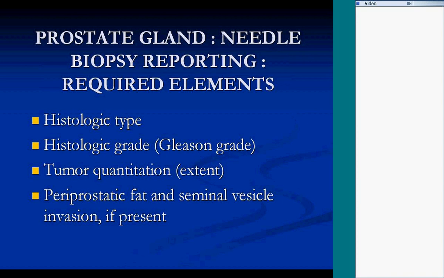And what's become increasingly important is the quantitation of amount of cancer in needle biopsy tissue, and this is being used clinically and is very important for us to provide in our reports. And then also, when we do see it, periprostatic local invasion into fat and seminal vesicle tissues, when it is possible to identify those particular features. Those are admittedly uncommon in needle core tissue. So the first 3, no matter what, one should definitely provide, and then the 4th, when present.